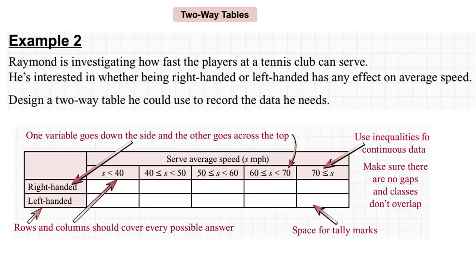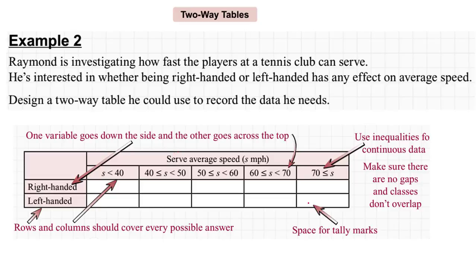Now, when it comes to speed, there are so many options, and you're going to need to use inequalities because time or speed is continuous data. They can take decimal numbers, they can take fractions. So you're going to need to use inequalities for that. Okay. So I could say that, for example, if the speed of that person is less than 40, the person is going to go in this column. Now, if the speed of the person is from 40 but less than 50, the person is going to go here, and so on and so forth.